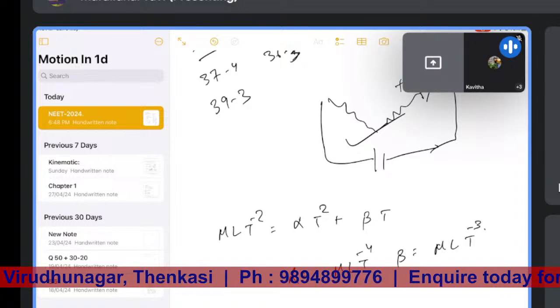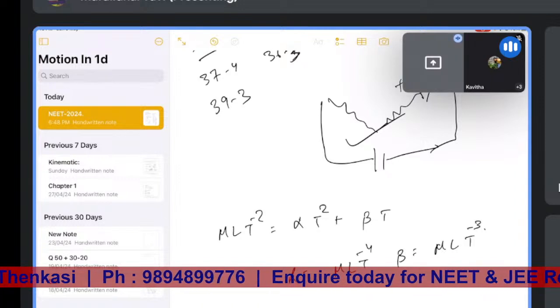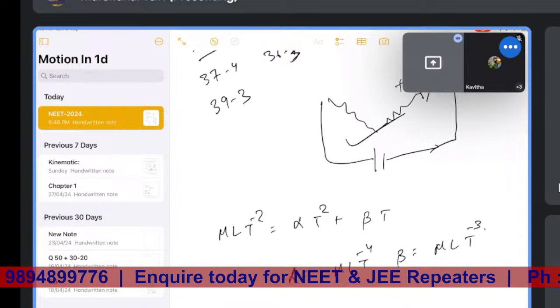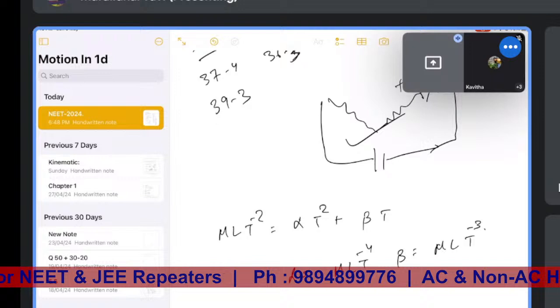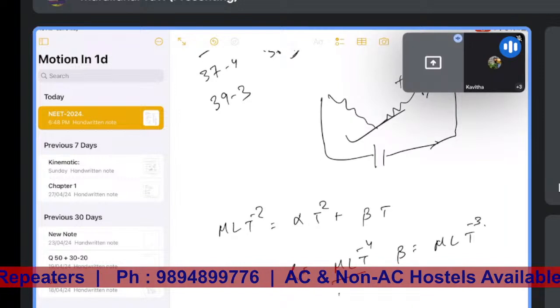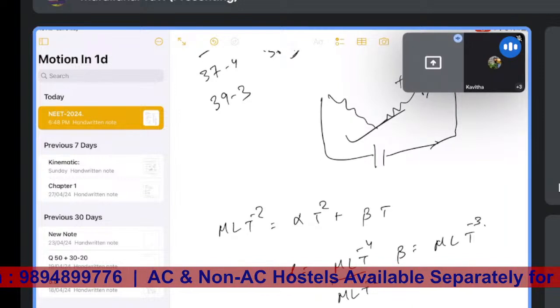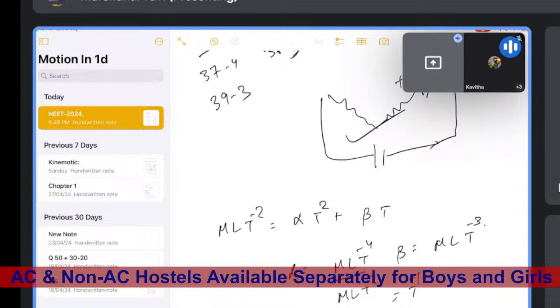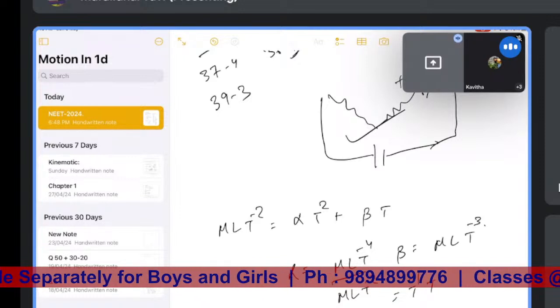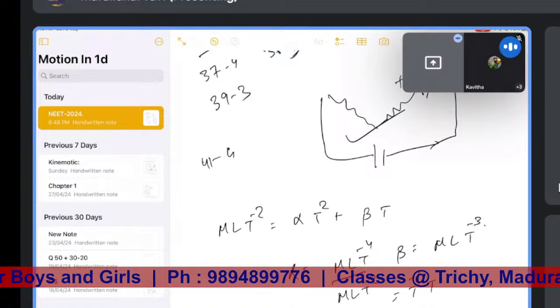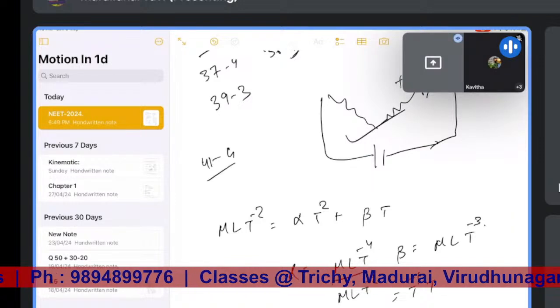I have different combinations of alpha and beta. It won't work out. So it has to be alpha by beta. So if it is alpha by beta, then I'll go for option 4. If I go by alpha by beta, it will become ML T power minus 3. So that will make it T power minus 1 into t. So it should be option 4. So question number 41, it is option 4. Then let's quickly go to question number 45.